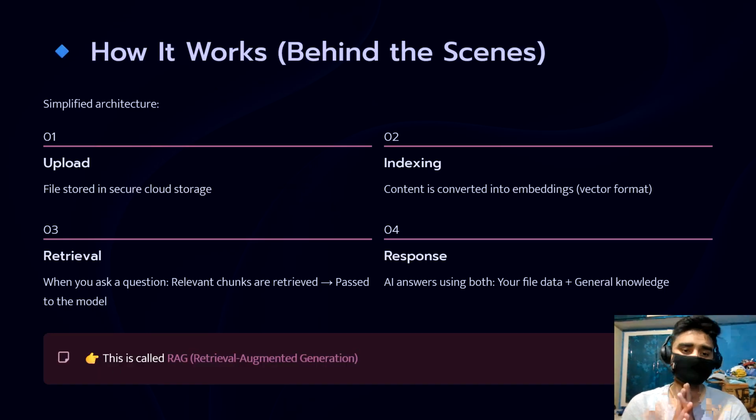And this is the final slide, how it works behind the scenes. One, upload: the file is stored in secure cloud storage. Two, indexing: the content is converted into embedded vector format. Three, retrieval: when you ask a question, the related chunks are passed to the model. Then the response: the AI answers using both your file data plus general knowledge. This is how retrieval-augmented generation actually works.